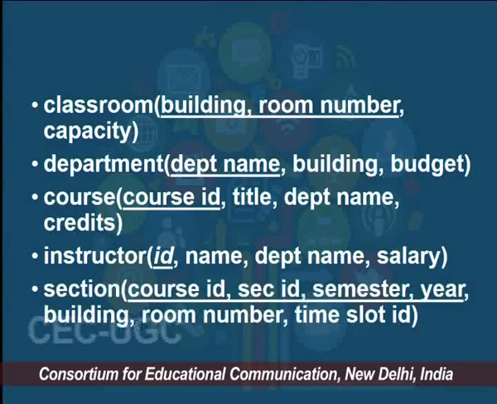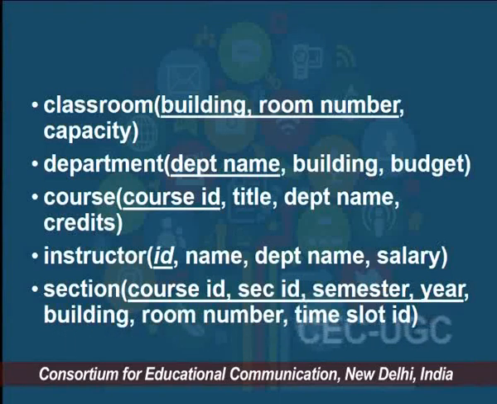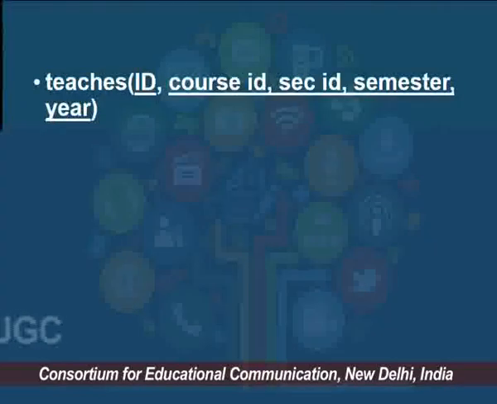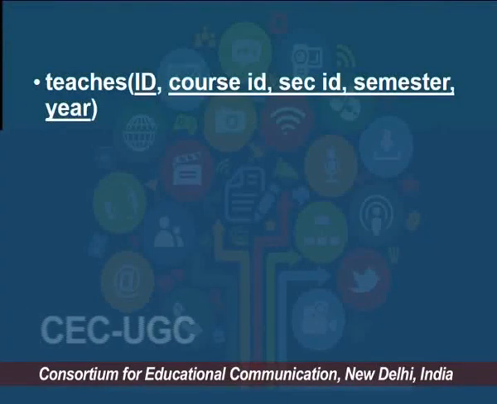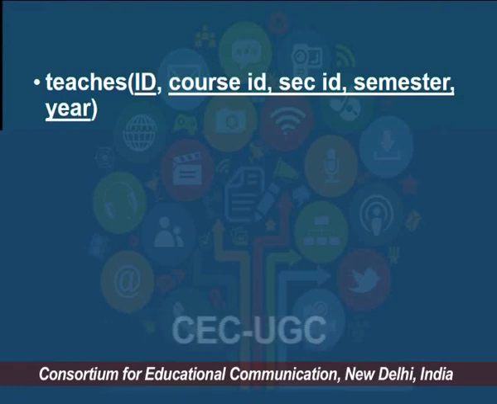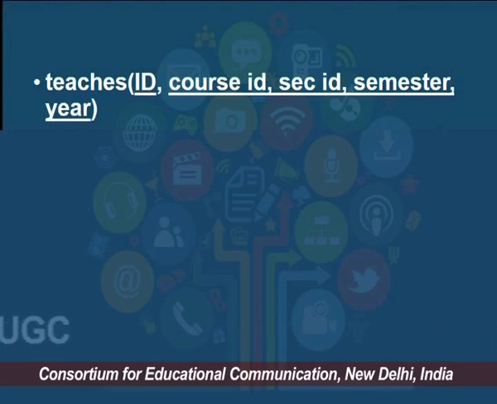In the section table we have course ID, section ID, semester and year, a combination of all four as the primary key, and apart from this the building, room number and time slot ID are the other fields or attributes available. Then in the similar database, let's say we have one relationship, or we can say one table. As of now we can count it as a table. Actually it is a table in the form of an entity.